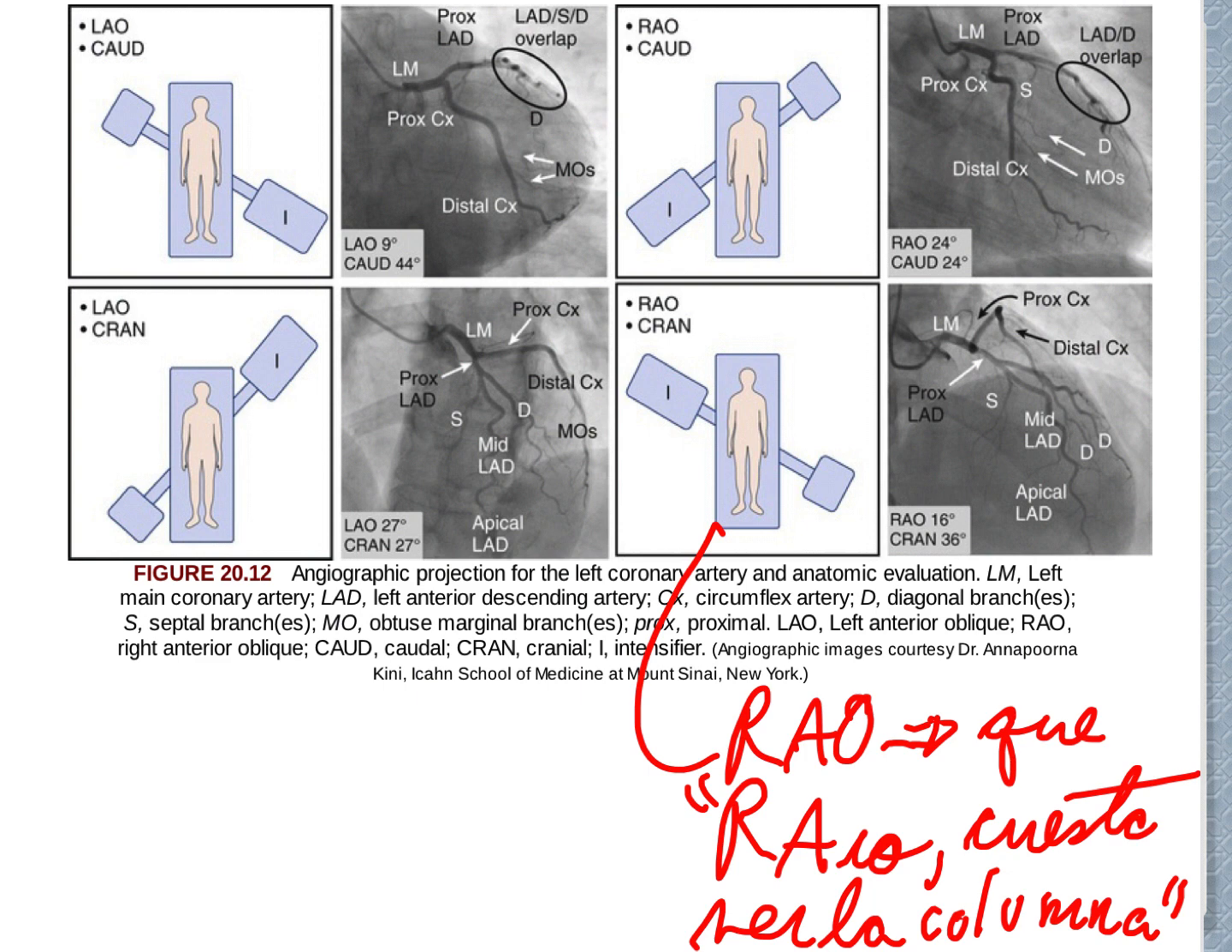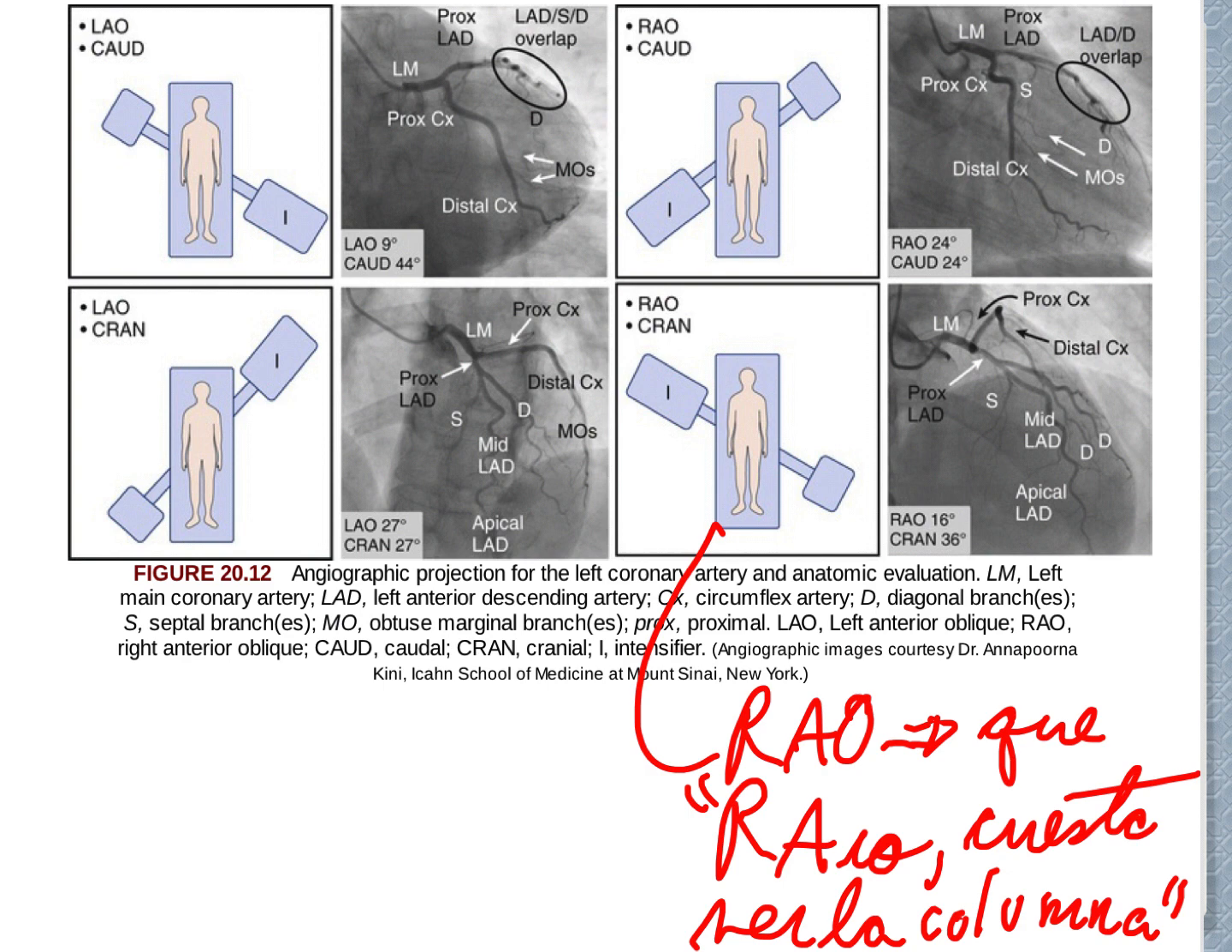In this figure you have the LAO on the left with the corresponding angiography image, and the RAO on the right with the corresponding angiography image. Both of these you could make caudal or cranial, and that's why you see very slight variations. There are a couple of rules. One rule, for example, is that caudal has the letter U in it. Remember that caudal is great for seeing all of the circumflex, its different portions.